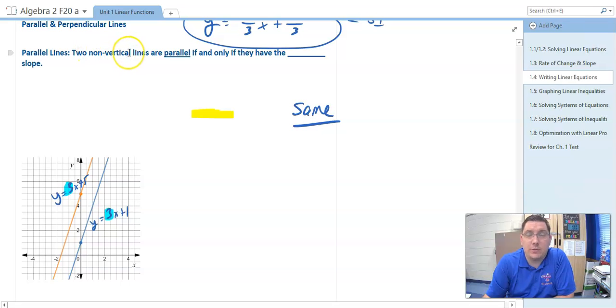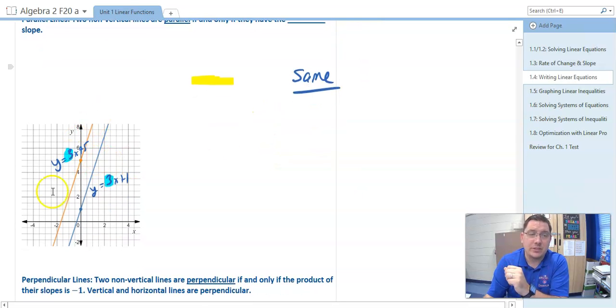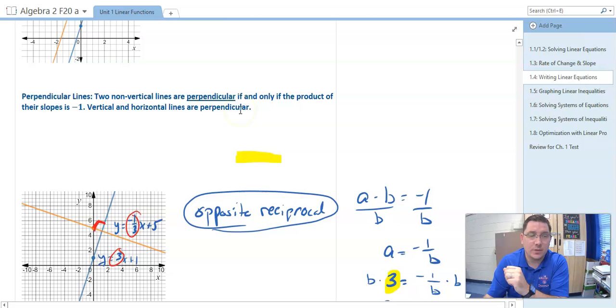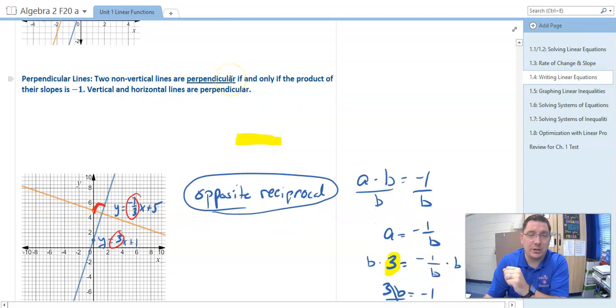Remember that 2 non-vertical lines are parallel if and only if they have what? The same slope, right? And we see here the 2 parallel lines. Remember that lines are perpendicular if and only if the product of their slopes is -1.